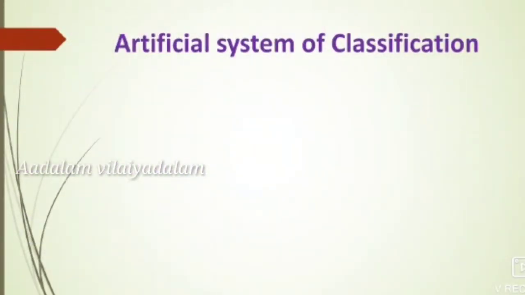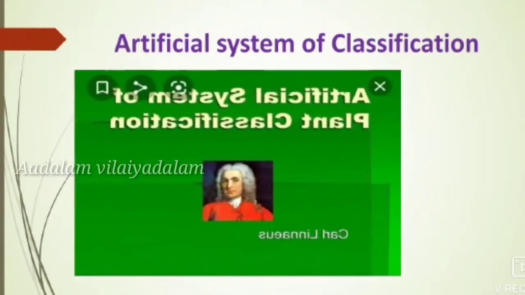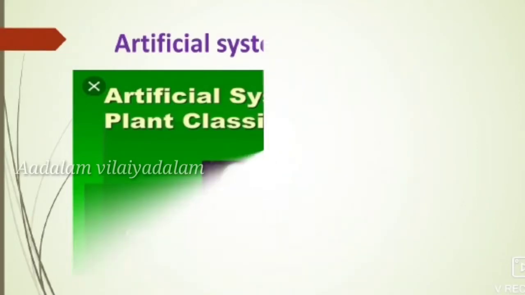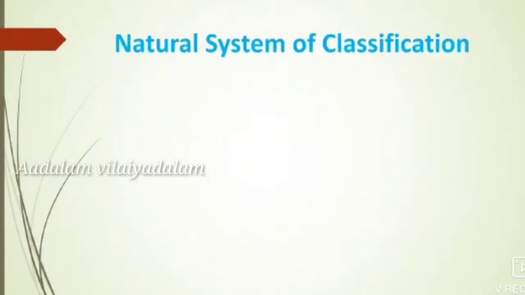So the first one is the artificial system of classification. This is the earliest system of classification, and the most famous artificial system is Linnaeus's classification, because it was first proposed by Carl Linnaeus. In this classification, the plants are classified based on a limited number of their physical and sexual characteristics.